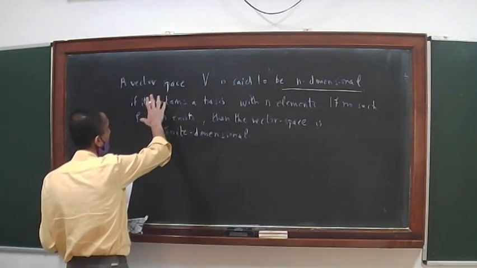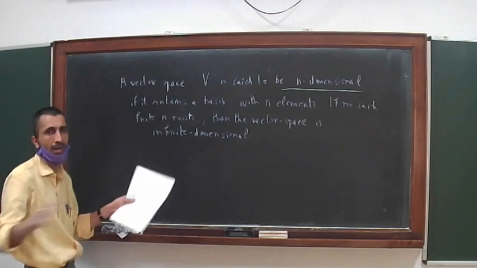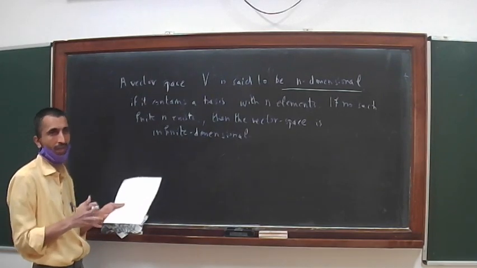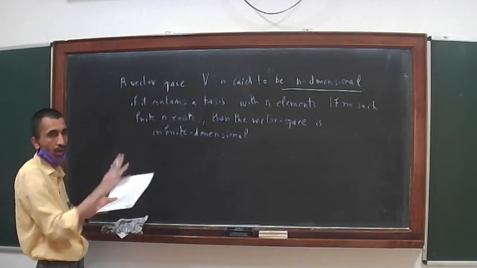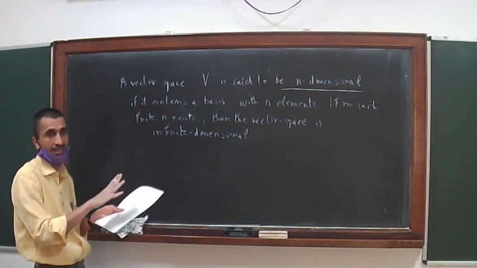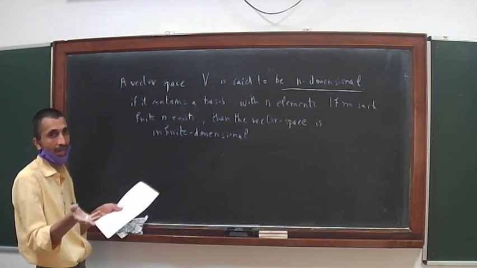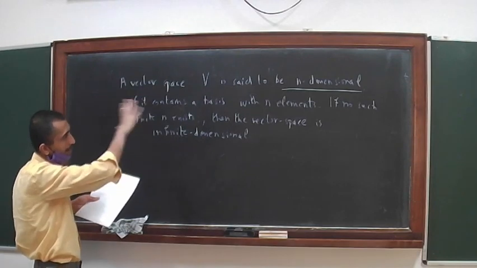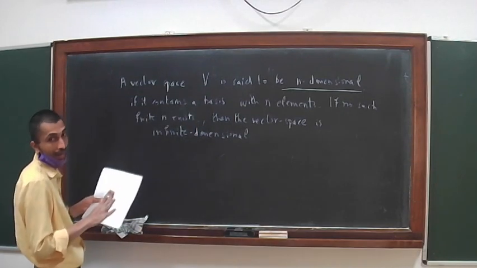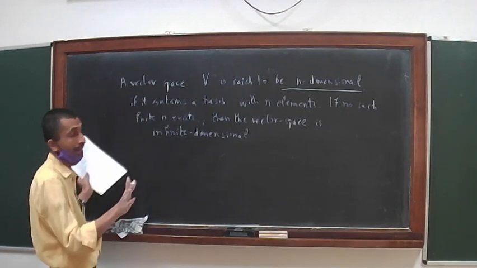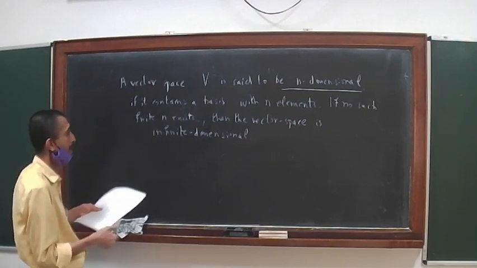If a space is n-dimensional, all the bases will have n elements, right? Because we have just proved that you cannot have one basis which is less than n and another which is greater than n, and so on. So once we say it is n-dimensional, all the bases will have n elements. But you can have an infinite number of these bases.